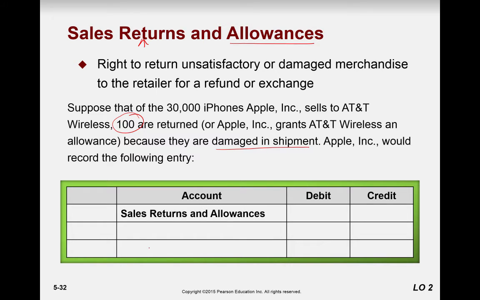So now what you're going to do is you have the 100 phones, sales returns and allowances for our 100 phones, and then we have our accounts receivable. And if we go back, I think we will see what the price of the phones was, right? We said that we had 30,000 phones at $100. So now 100 were returned. So we'll see here our $10,000 and our accounts receivable. And again, remember, sales returns and allowances is a contra revenue account, so it has a debit balance.